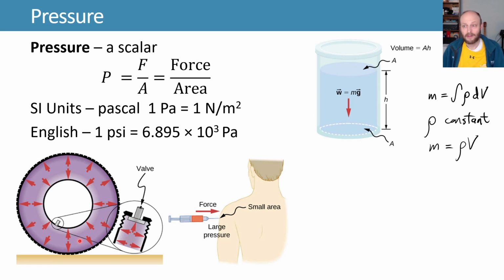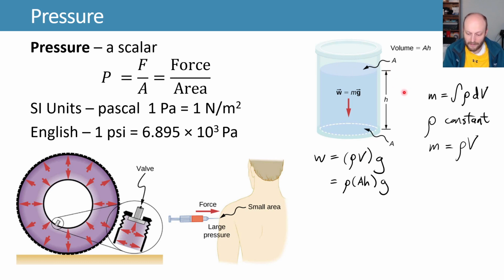At a certain depth in this, the weight, which is equal to mass times gravity, becomes, with mass equal to density times volume substituted in, density times volume times gravity. So the weight of our fluid at any given point is density times volume times gravity. The volume here is whatever cross-section area we have times how deep we are in that fluid.